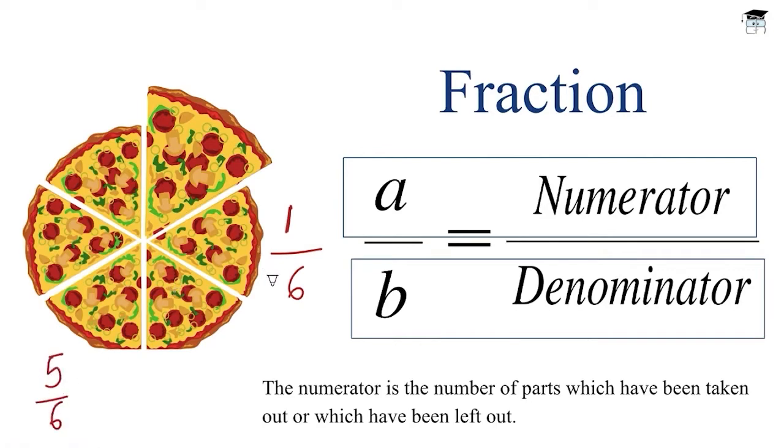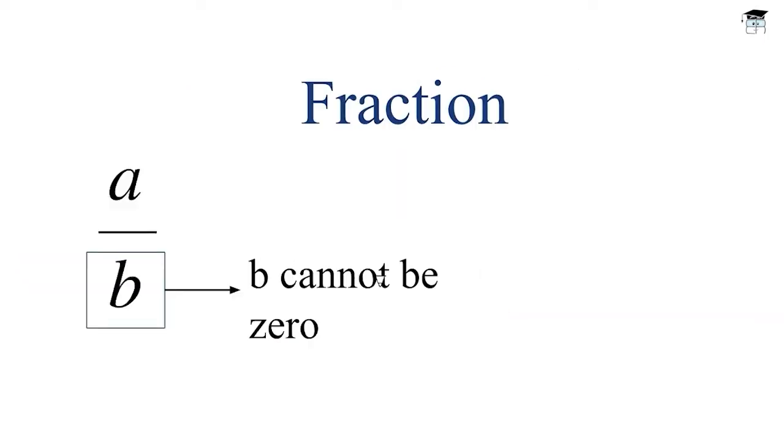You can remember that denominator is the bottom part by remembering the word down. D for down and D for denominator. Like I've said before, the numbers of the form a by b are called fractions where b cannot be 0. But why will it not be 0? Because if it is 0, then the fractions will not be defined.